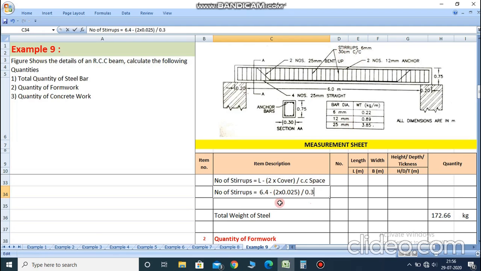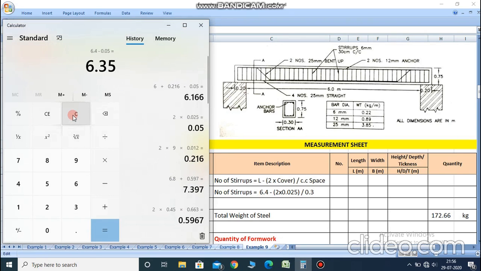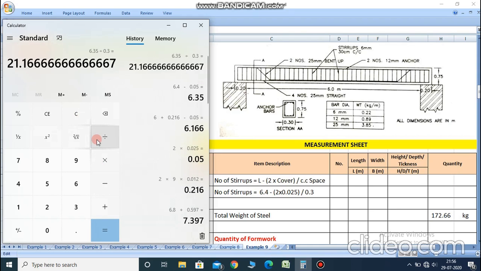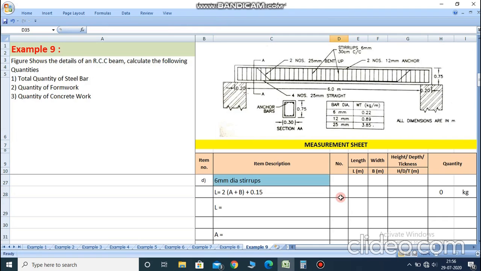So we write here 0.3 meter. So the number of stirrups is 6.4 minus 0.05. The answer we got is 6.35, divided by 0.3. The value we got is 21.16. Here we take a round figure, so the round figure we got is 22. So 22 stirrups are required. Here we write the number of stirrups, 22.